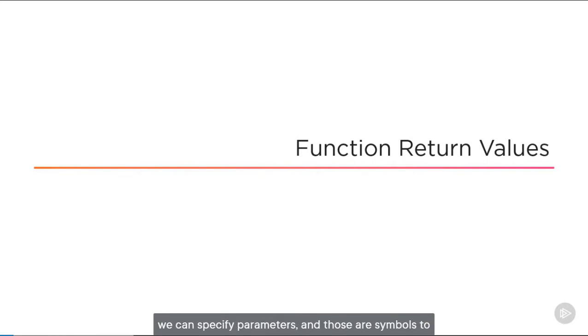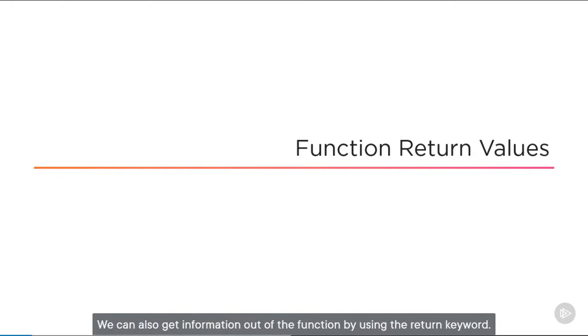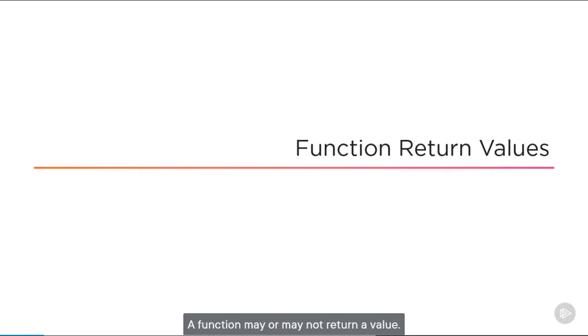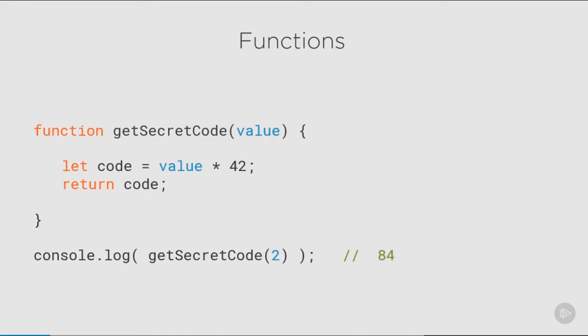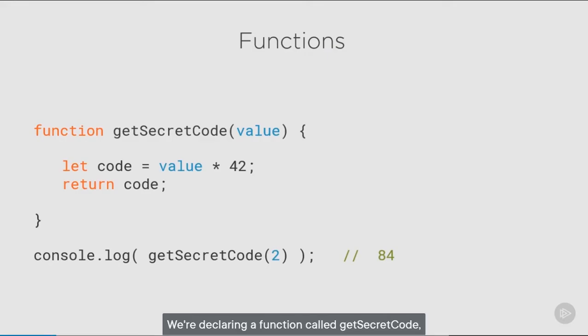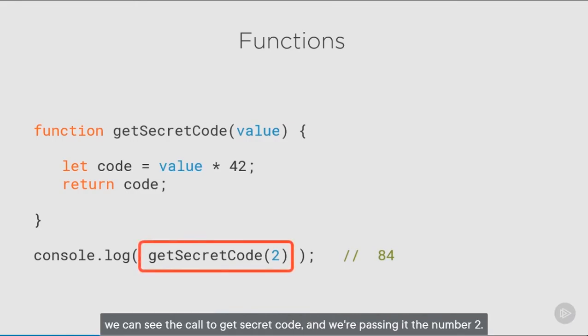We saw how that when we create a function, we can specify parameters. And those are symbols to represent information coming into the function. We can also get information out of the function by using the return keyword. A function may or may not return a value. Let's see an example. We're declaring a function called getSecretCode, and there's one parameter, value. We create a new variable, code, and we set it to value times 42. And then we have our return statement. It will return the value of code, and that's how we get information out of a function.